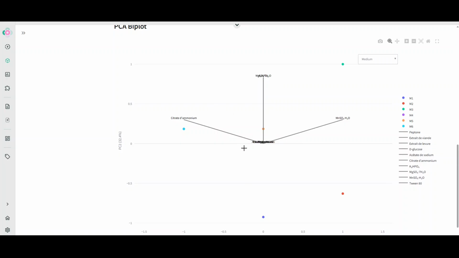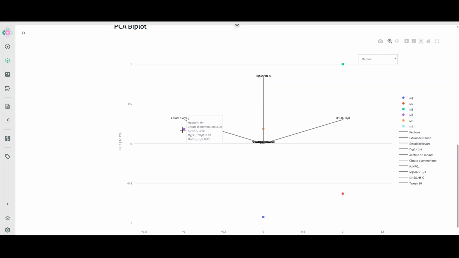Notice that all the constant columns, peptone, glucose, and so on, are collapsed into a single point at the origin with no arrow length. This confirms our media design is clean. Only the intended variables carry information. Now look at where each medium lands. M3 is in the top right: high dipotassium phosphate, high magnesium sulfate, and high manganese sulfate, and above all, low citrate. The combination we designed to give the best growth.